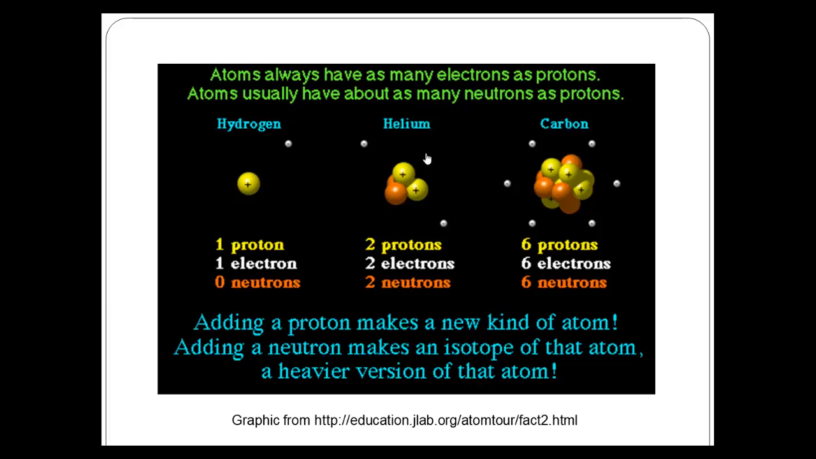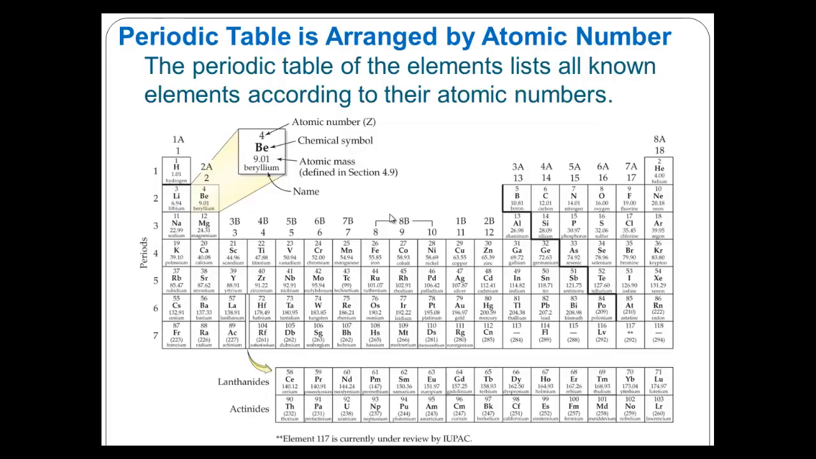The other takeaway message from this, and we'll talk about isotopes later, don't worry about isotopes, is that the protons are what define your atom. Okay? So if you add a proton, you put a proton here, you now have helium. So 1 proton was hydrogen, 2 protons is helium.